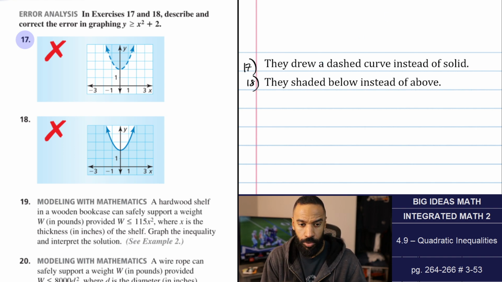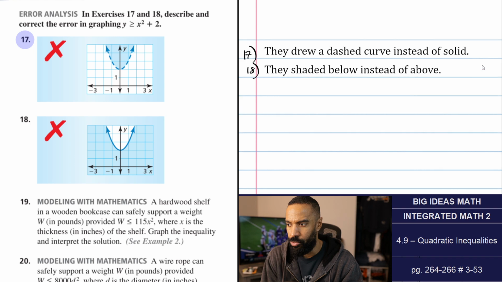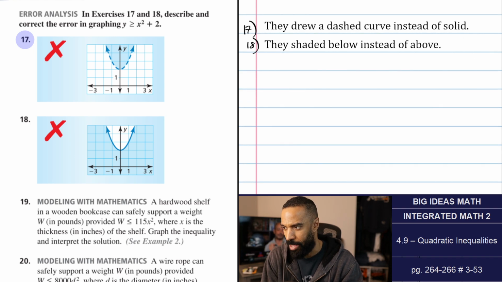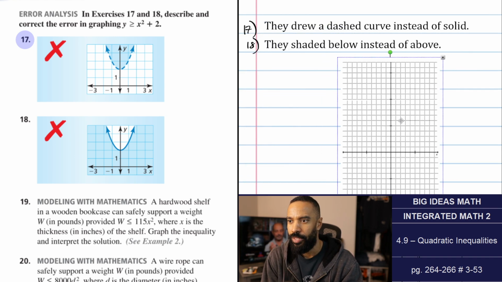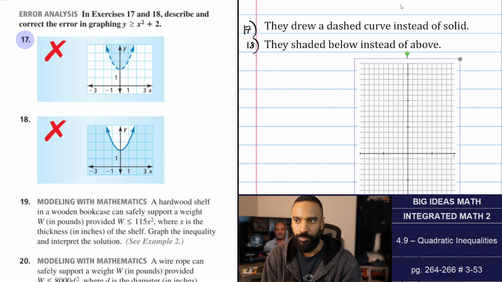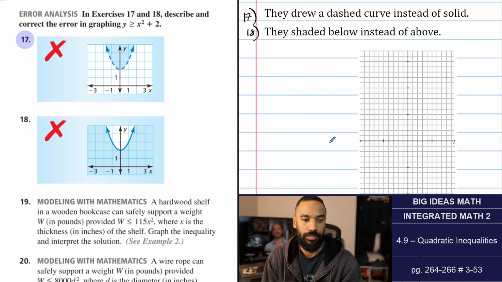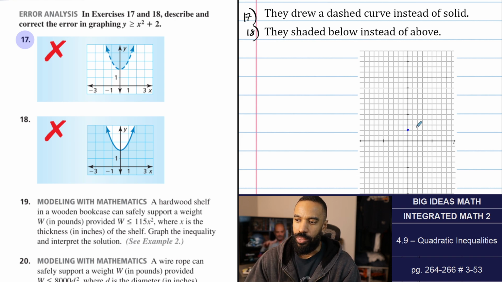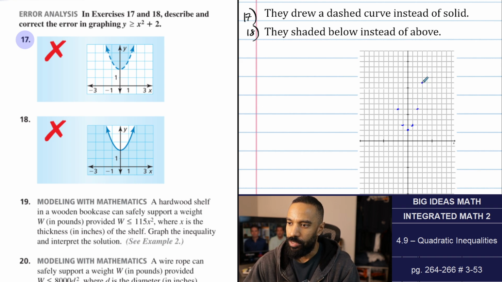We'll correct both. If you're using the same graph paper I am, I'm going to keep up with it. So the boundary curve's right, the y equals x squared plus 2 thing. That's right. So up we go like this. I'll just go and do that. So we will be shading above, but we need a solid line.